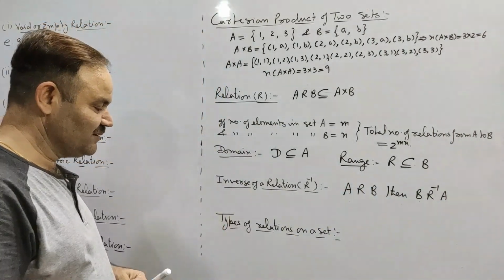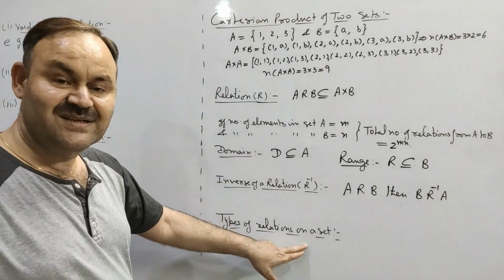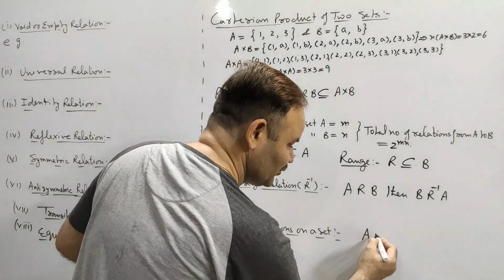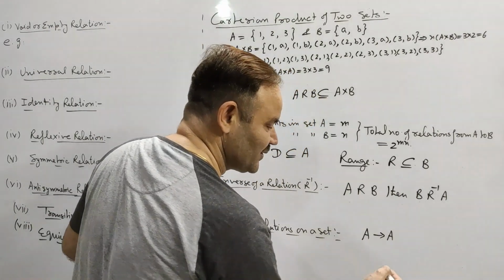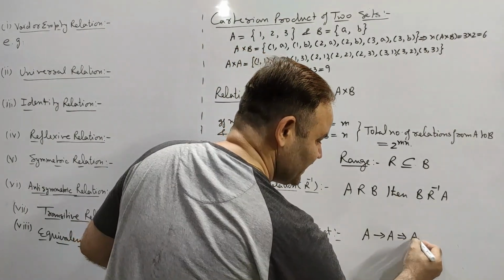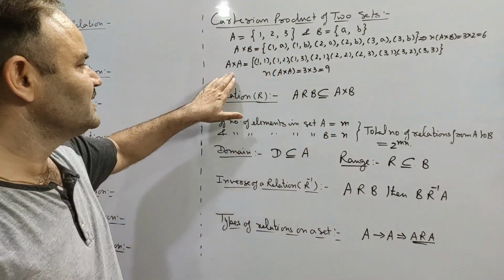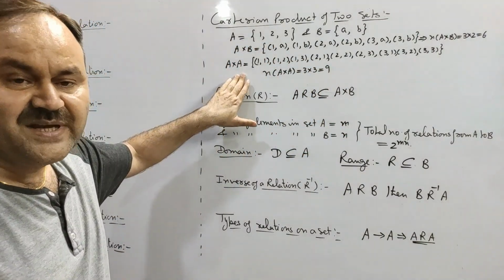Now when we come to the types of relations on a set, relations on a set means the relations from A to A, and relations from A to A means A R A, and we know that A R A will be the subset of A cross A.